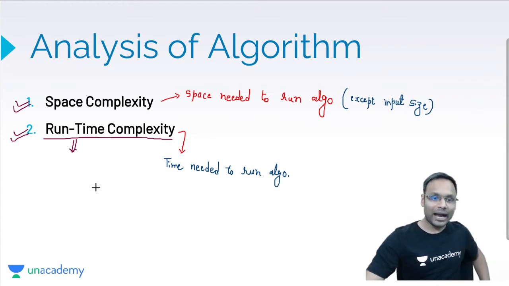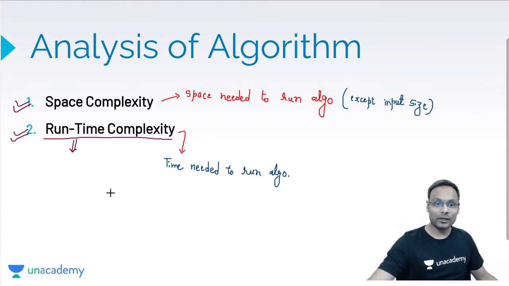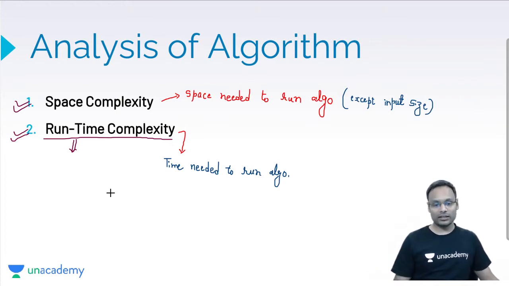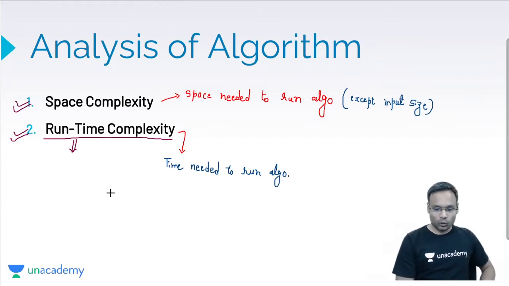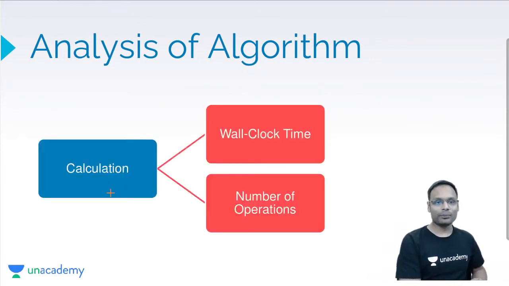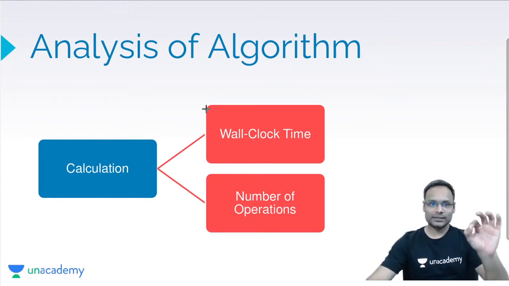So if you want to have a particular algorithm and you want to have runtime complexity calculated, how do you calculate runtime complexity? कैसे calculate करते हो runtime complexity को? To calculate runtime complexity, you have two options. One is wall clock time, second one is number of operations. अब ये होता क्या है? होता क्या है? Look at this.